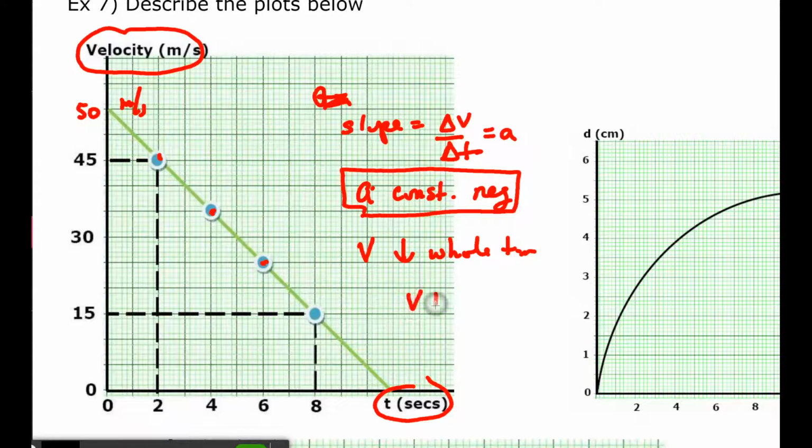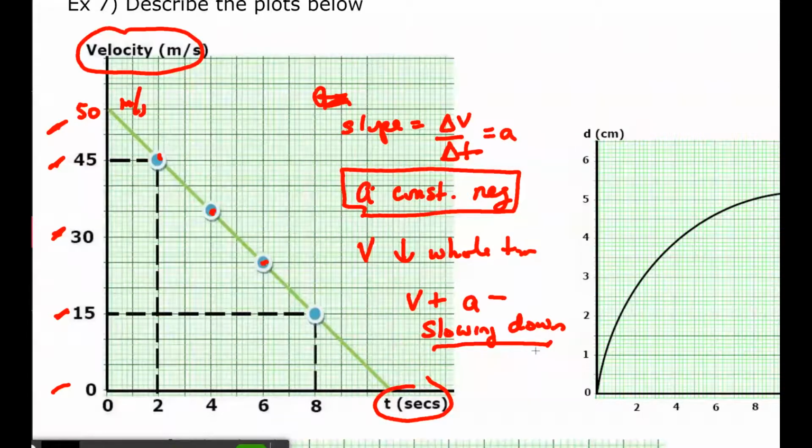The velocity is positive, the acceleration is negative. That's called slowing down, isn't it? Slowing down. Velocity is positive. What do you mean velocity is positive? Yeah, it's positive the whole time. Okay, and the acceleration is negative. It's slowing down. Okay, and that's all we can say about that one.